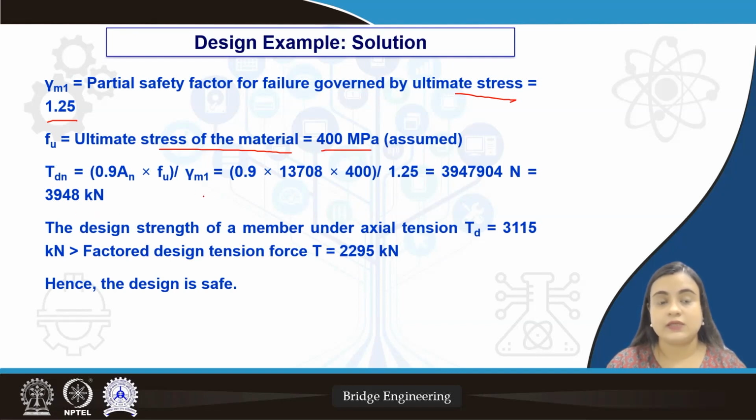So TDN equals 0.9 AN times Fu by gamma M1 can be obtained by providing the magnitude of all the parameters, and that turns out to be 3948 kilonewton. So the design strength of a member under axial tension TD equals the lowest of the two, that is equal to 3115 kilonewton, which is higher than the factored design tension force equal to 2295 kilonewton. Hence our design is safe for the member.